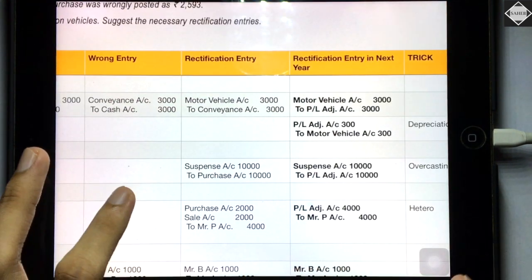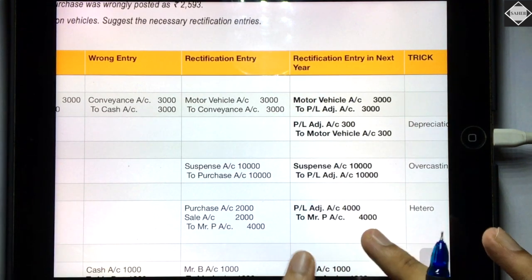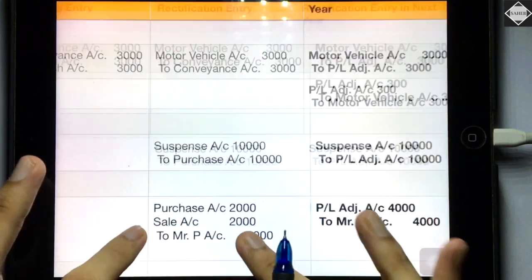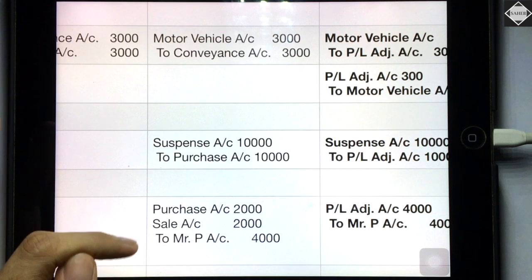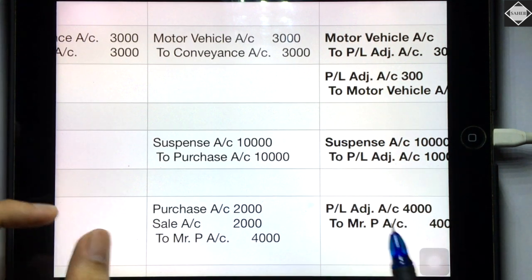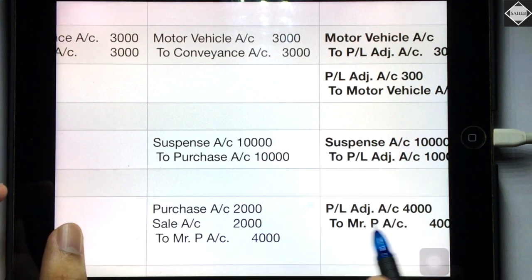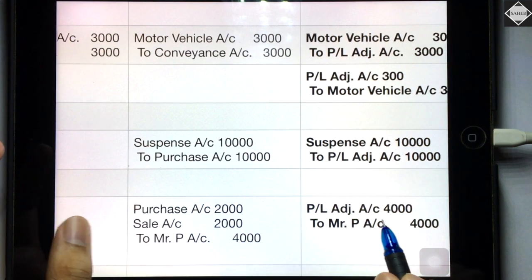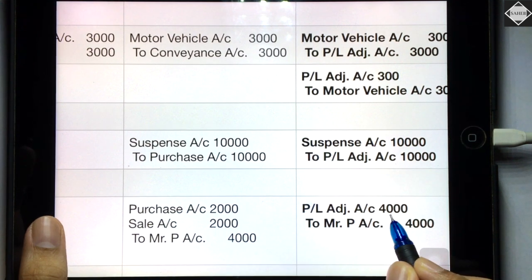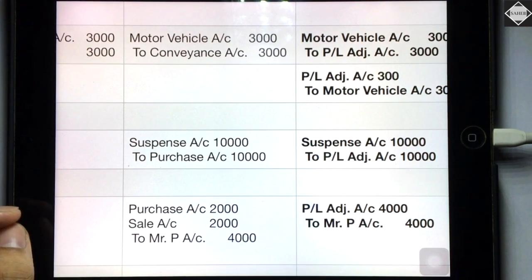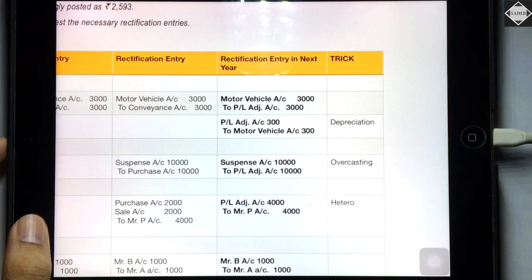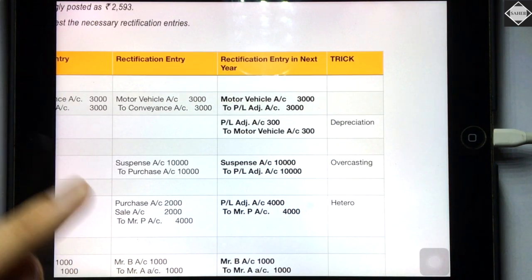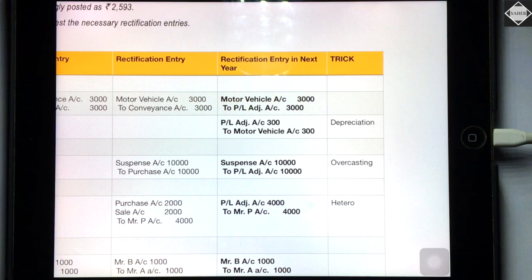Now this is rectification in the current year, but here we are solving the rectification entry in the next year. So in the next year, what would be the entry? Simple. Purchase and sale are what? Expense and income. You cannot take these names. You cannot debit or credit them. So what you have to do? Use P&L adjustment. Together only you can take the P&L adjustment account 4,000. 2,000 plus 2,000, 4,000. To Mr. P account 4,000. You get this, right? It's really easy. It's not difficult. Okay. This was a heterogeneous transaction. Debit has gone into credit. In this situation, we say this is a heterogeneous transaction.